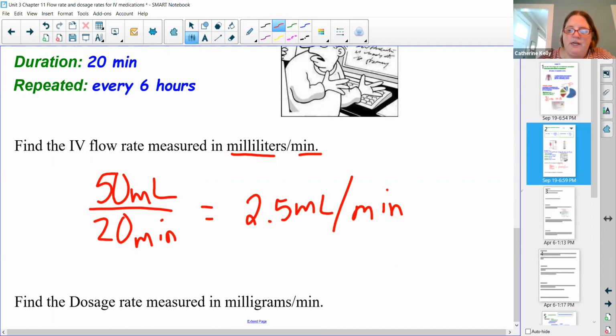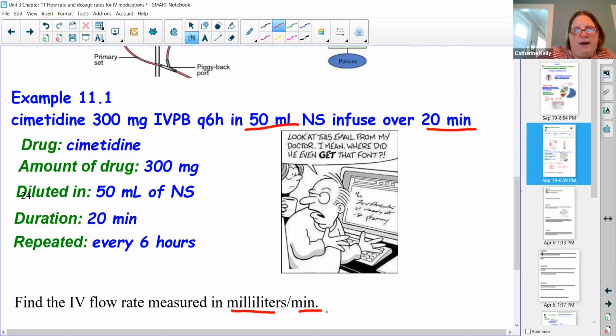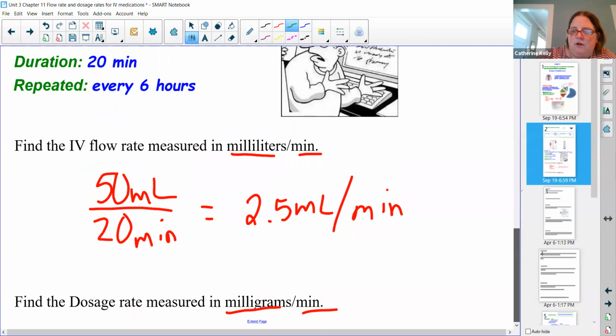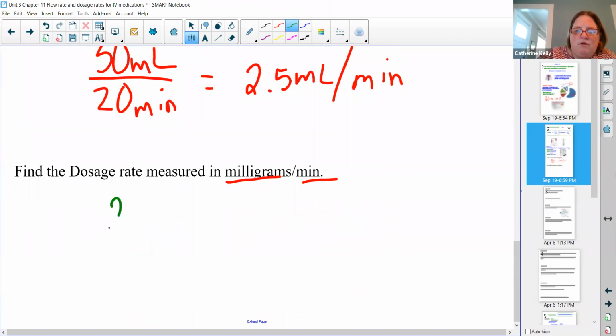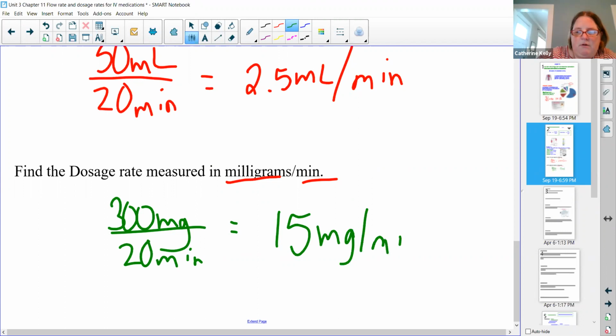Okay, find the dosage rate in milligrams per minute. Now we don't care about the milliliters, we're finding milligrams per minute. So we're going to go back up here and we have 300 milligrams still in that 20 minutes. So if we do 300 divided by 20, you get 15, and it'll be in milligrams per minute. And that's the dosage rate.